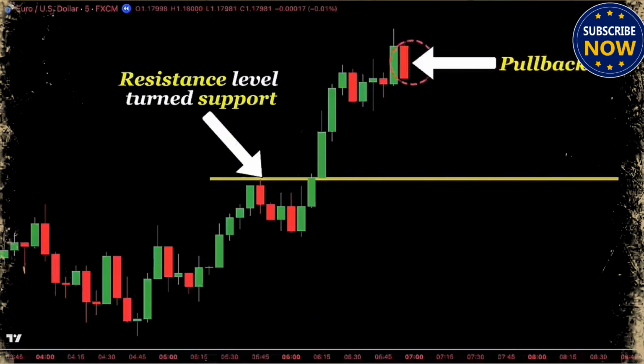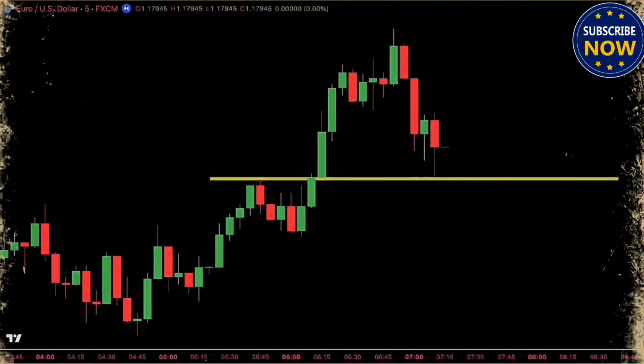After the breakout, the market does not continue moving up immediately. Instead, it starts to retrace. This pullback happens because some buyers are taking profits, which temporarily pushes the price downward. However, this movement is not a reversal. It is simply a retracement within the uptrend. Now we wait and observe how price behaves when it reaches the support level.